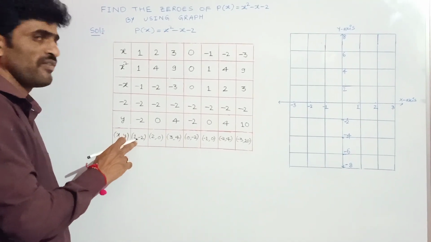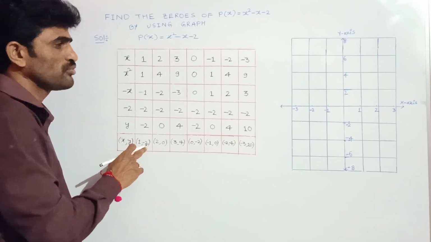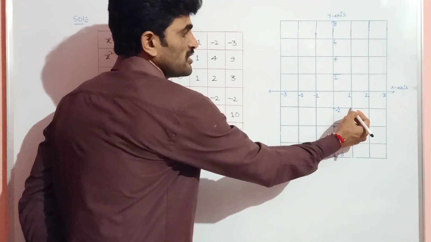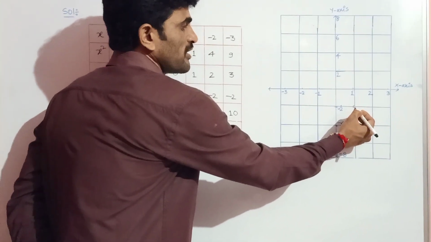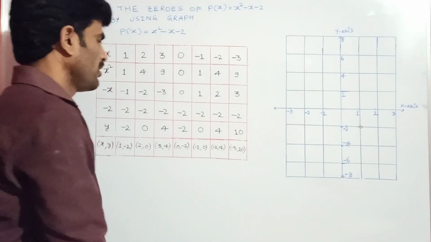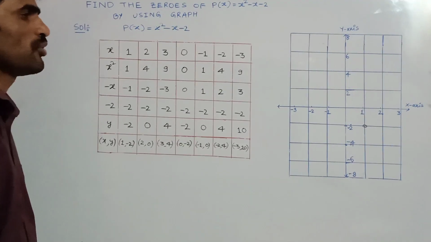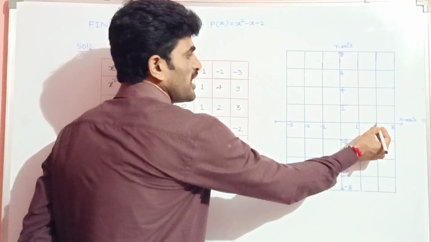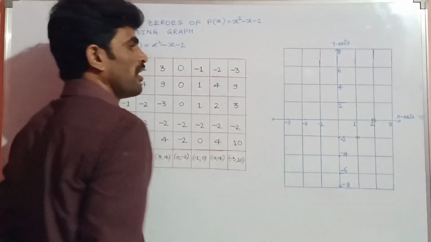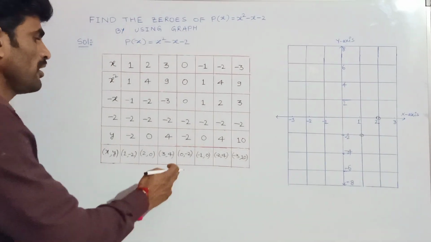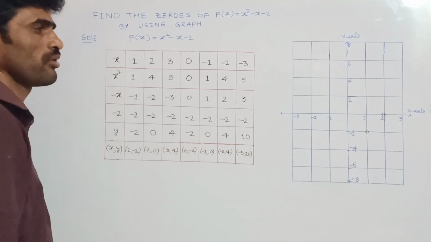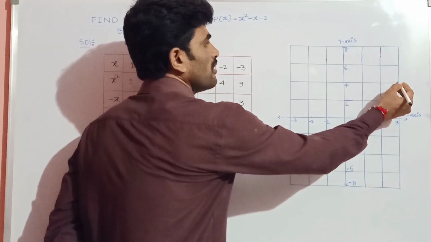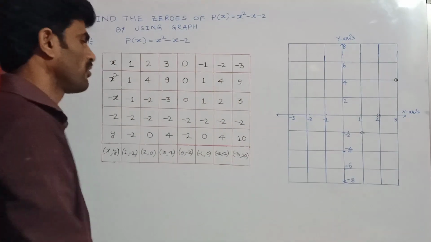Let us locate first 1 comma minus 2. X is 1, y is minus 2. This is the point 1 comma minus 2. Okay. Next we have 2 comma 0. X is 2, y is 0. Whenever y is 0, the point lies on the x-axis. Next we have 3 comma 4. X is 3, y is 4. Here it will be the point 3 comma 4.